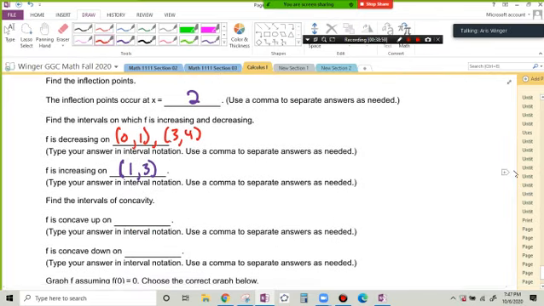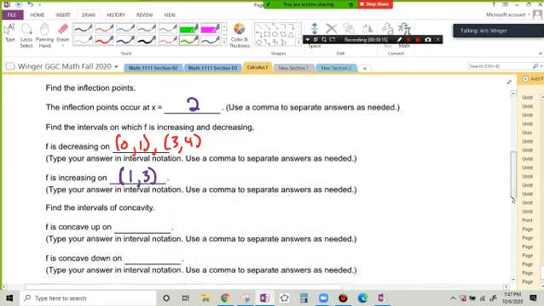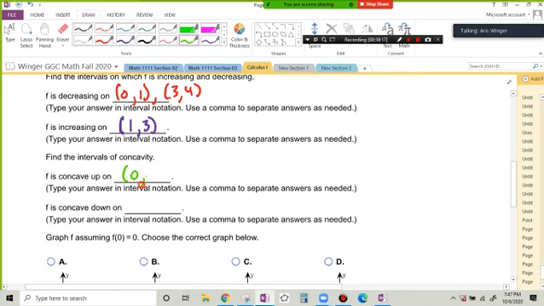Find the intervals of concavity. F is concave up wherever the second derivative is positive. F is concave up wherever the second derivative is above the x-axis. Concave up here, 0 to 2, concave down 2 to 4. All of these intervals are open.